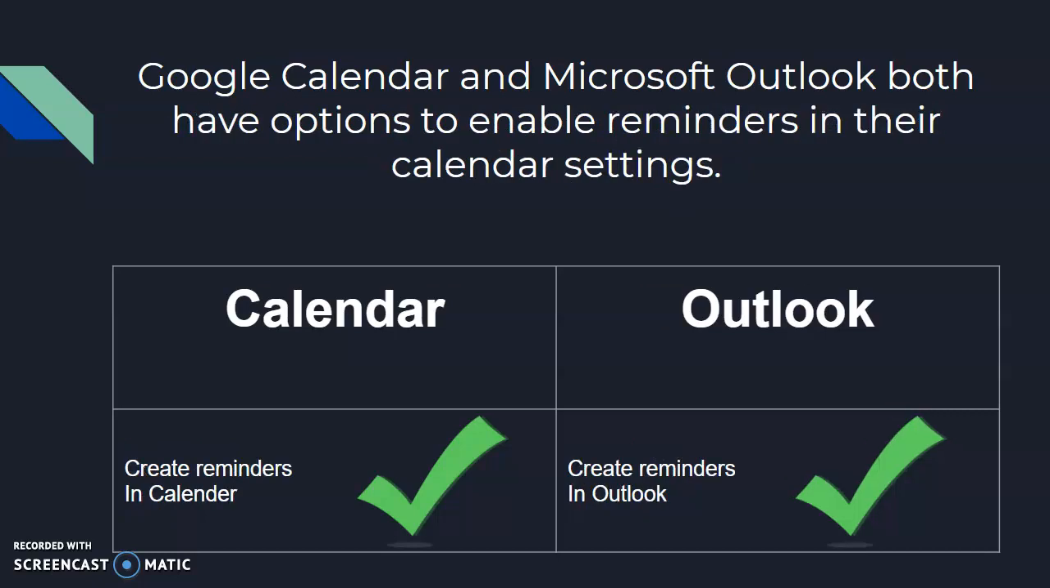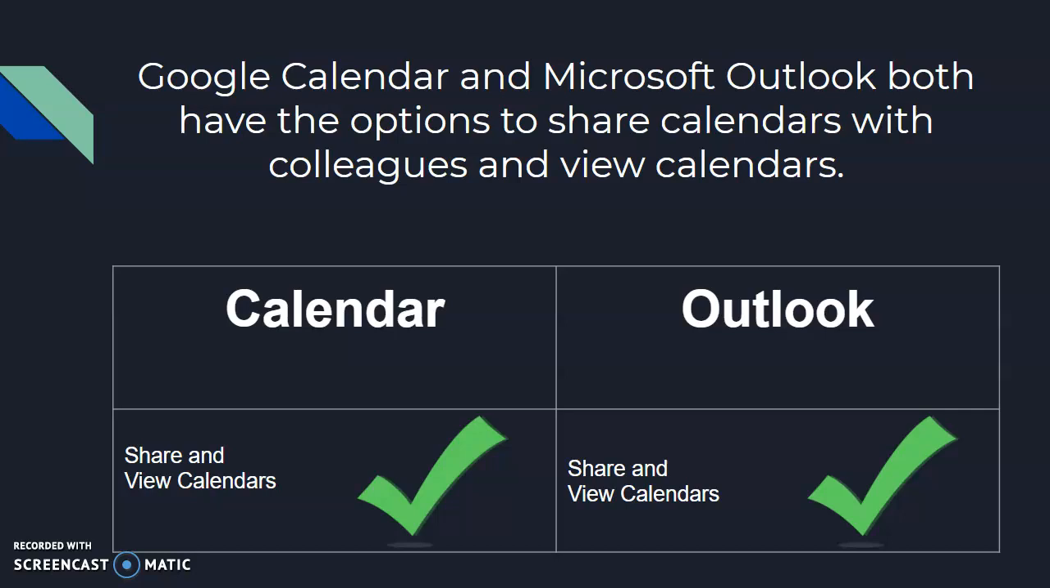Google Calendar and Microsoft Outlook both have options to enable reminders in their calendar settings. While I'm not the most familiar with the reminders in Google Calendar, I do use my reminders in Microsoft Outlook pretty often because, let's be honest, I have way too much on my plate that I forget about it all the time. So I have reminders set for right before meetings.